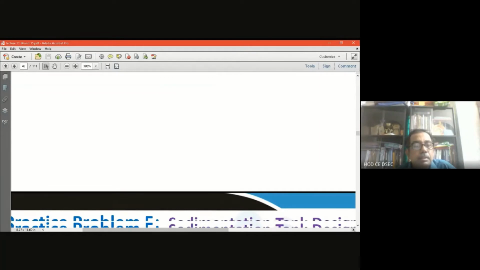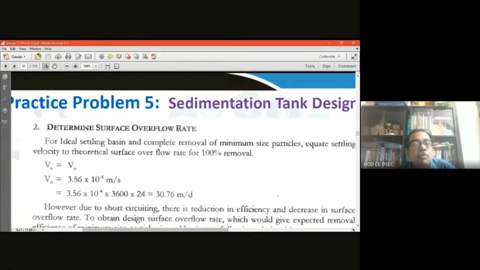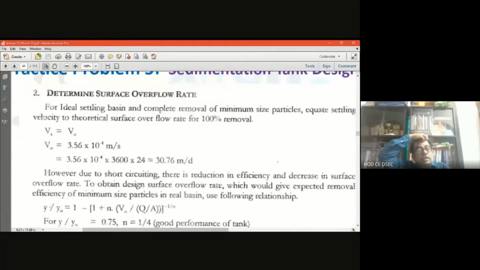Second, now we will consider the overflow rate. What is the overflow rate? For 100% removal, we have seen that the Stokes settling velocity Vs which you have got will be equal to the overflow rate in case of 100% efficiency. So V0 equals Vs equals 3.6 × 10^-4, which has been obtained by Stokes law, which is nothing but 30.76 meter per day.